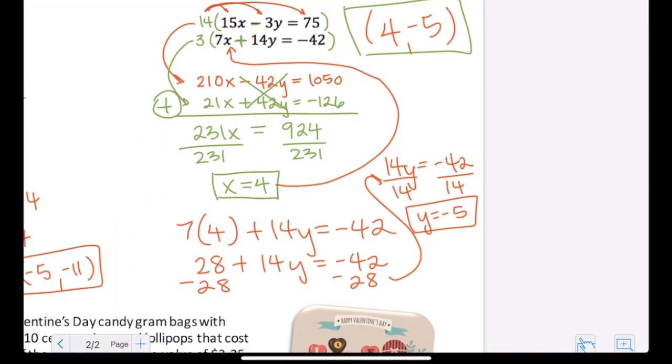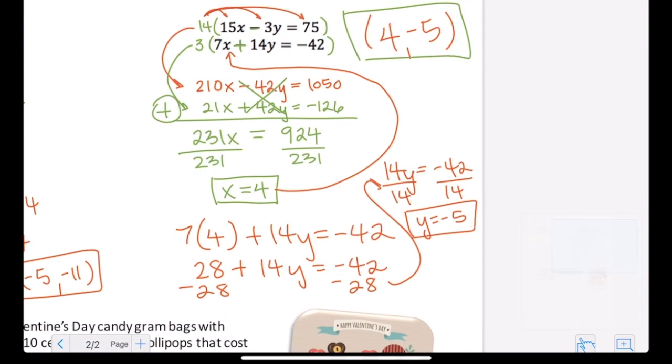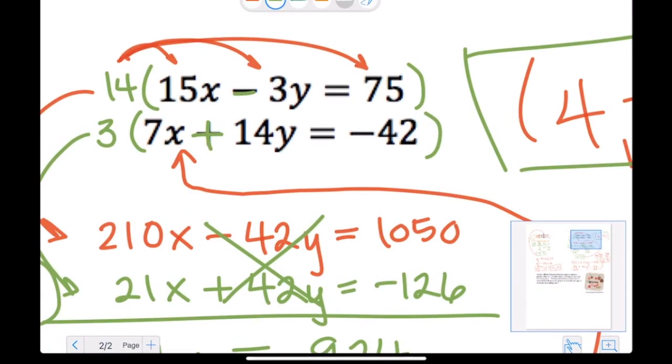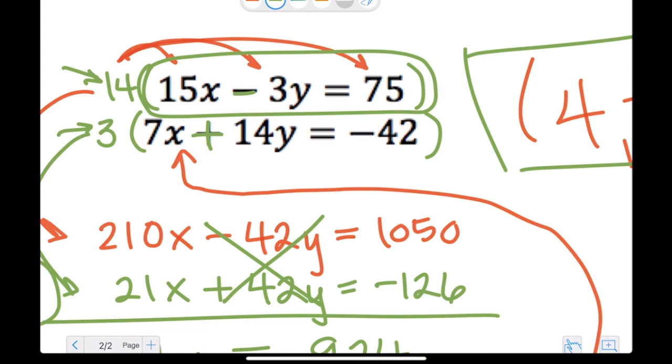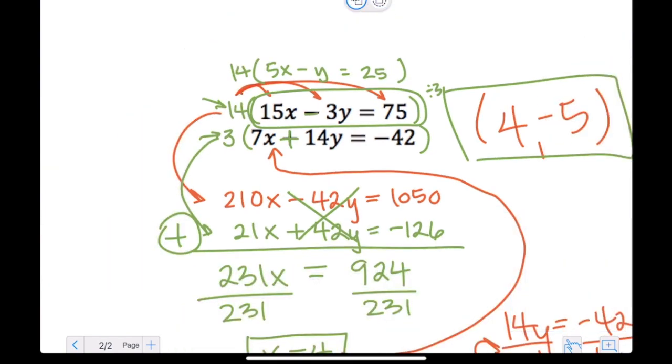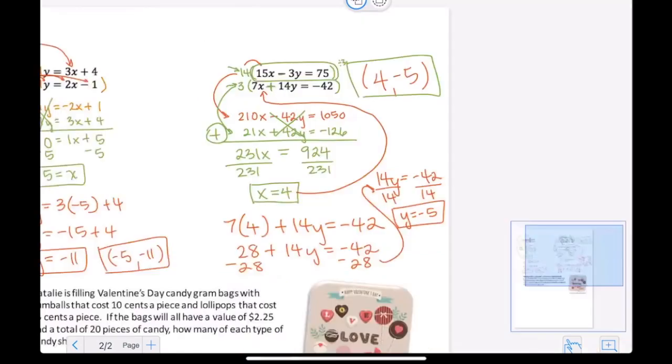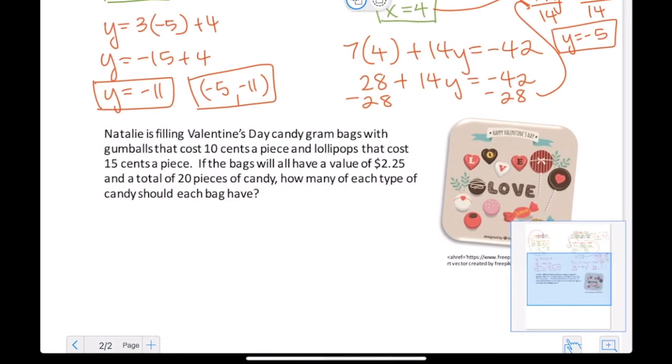Now, I want to show you one other thing you could have done on this question that would have worked and made your numbers a lot nicer. What if instead of initially multiplying the top by 14 and the bottom by 3, you divided the top by 3? Notice if you did that, if we divided everything by 3 on both sides of the equal sign, we would have gotten 5x minus y is equal to 25. And then your numbers would have been smaller, and you could have multiplied the top equation just by 14, and then the bottom equation would match after that. If that didn't make sense to you, it's okay. It's just an alternate way to do it. And what we did is completely legitimate, just big numbers.